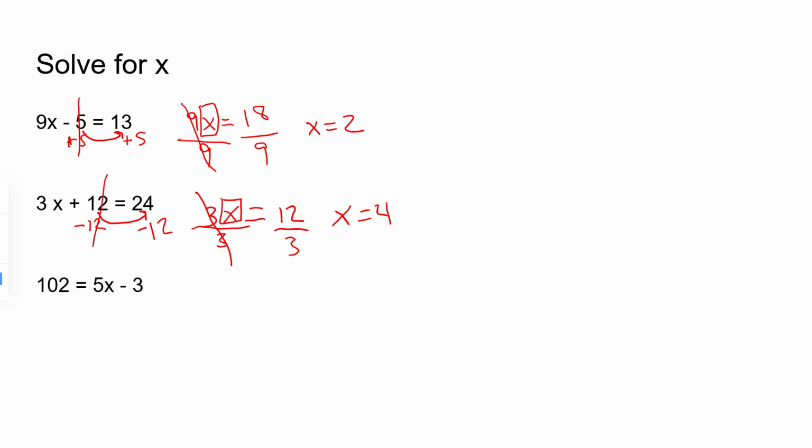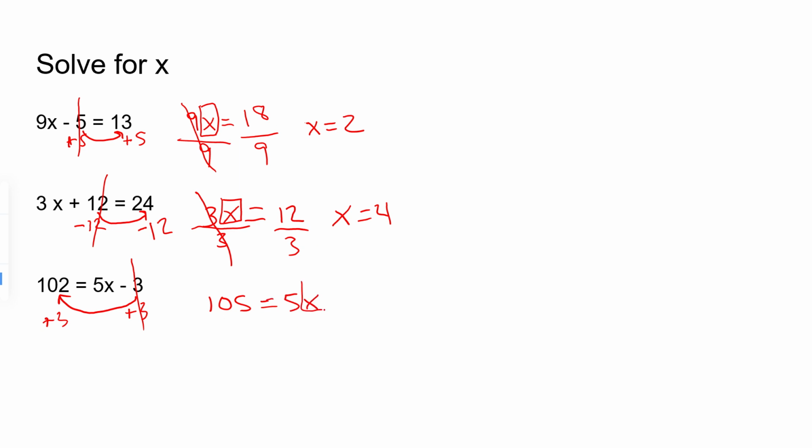Now this one over here, we have the x on this side. We're going to move the decimal number over so that x can be isolated. So we have minus 3, so we're going to add 3 to this side to cancel that out, which means we're going to add 3 to this side. 102 plus 3 is 105, is equal to 5x.